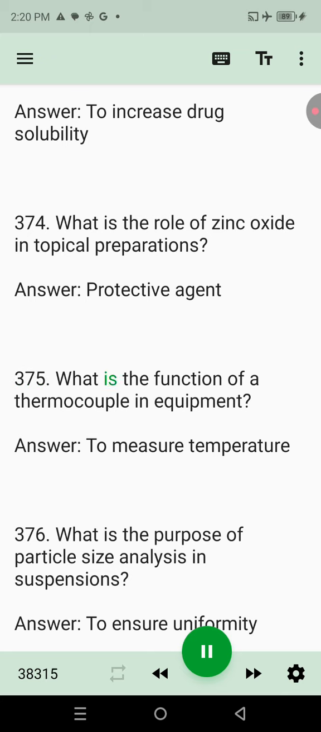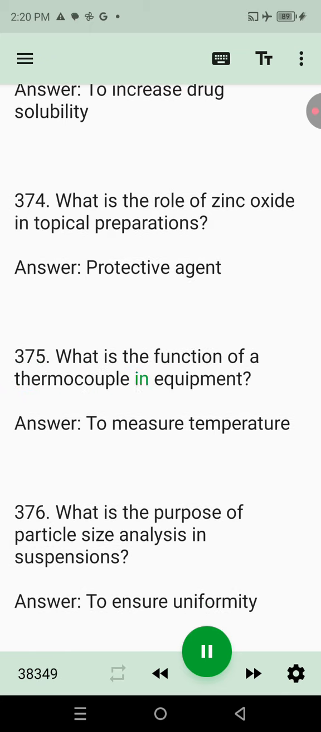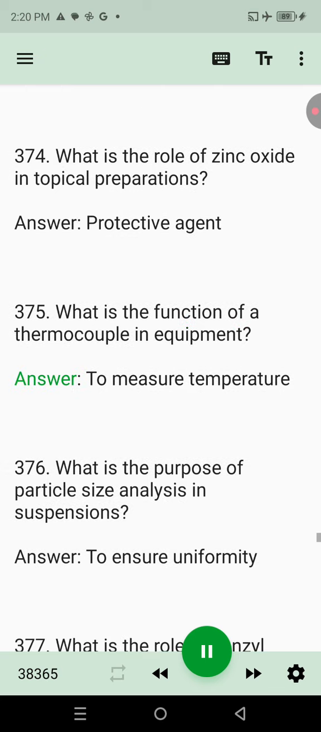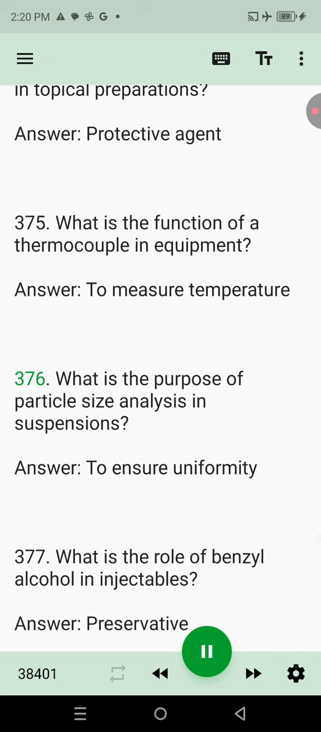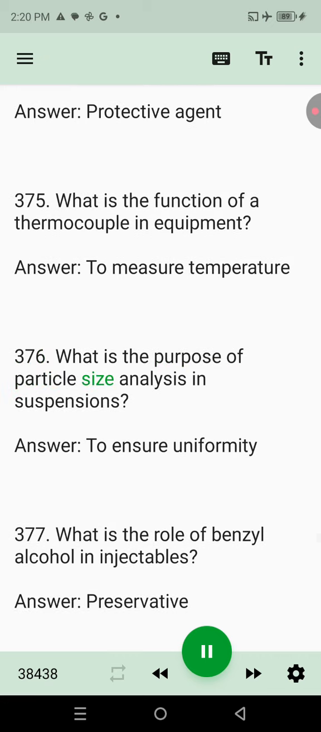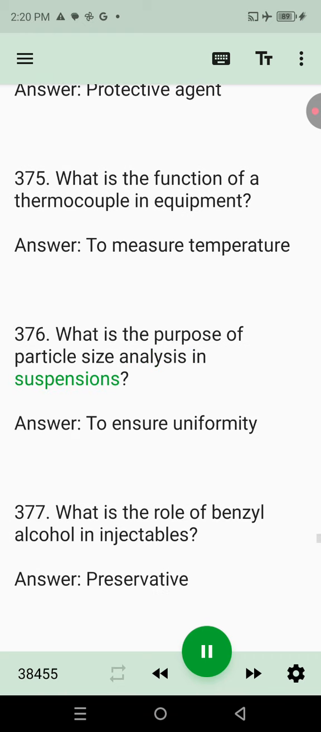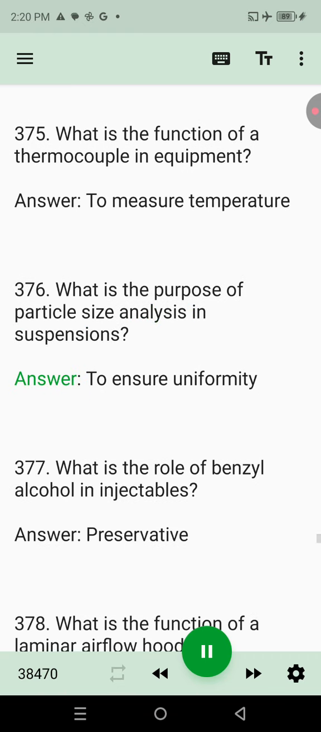375. What is the function of a thermocouple in equipment? Answer: to measure temperature. 376. What is the purpose of particle size analysis in suspensions? Answer: to ensure uniformity.